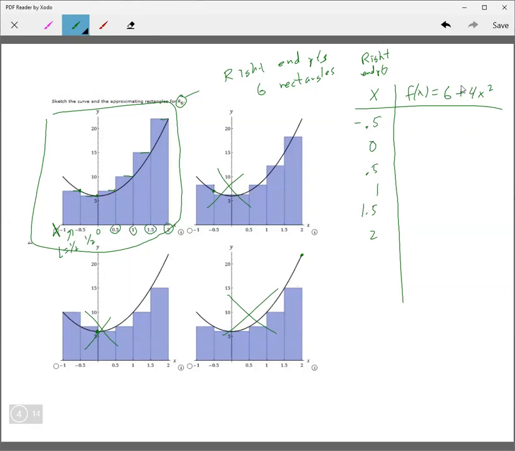So plug those numbers in, and let's see what you're going to get. If I put a negative 0.5 in here, this is going to be 7. I put a 0, and that's going to be 6. I put 0.5 in, that's also going to be 7. I put a 1 in, I get 10. 1.5 is going to give me 15, and 2 is going to give me 22 again. So the area is going to be 1/2 times the sum of all these.